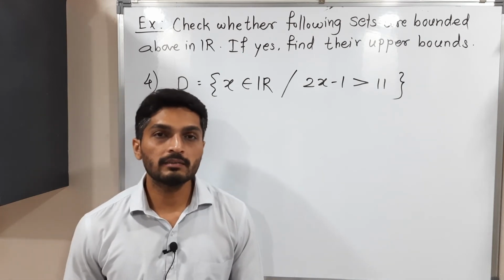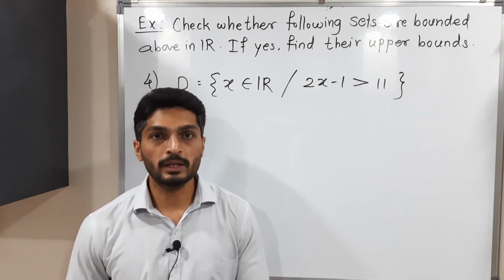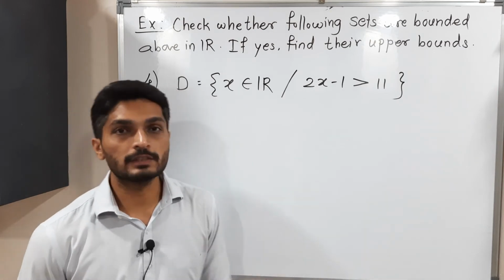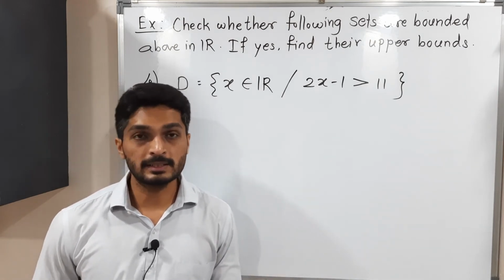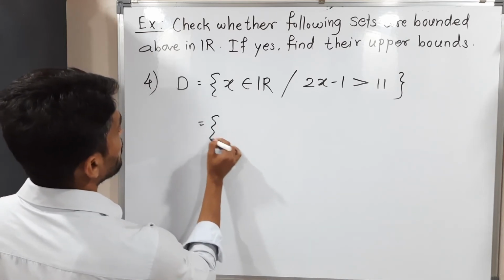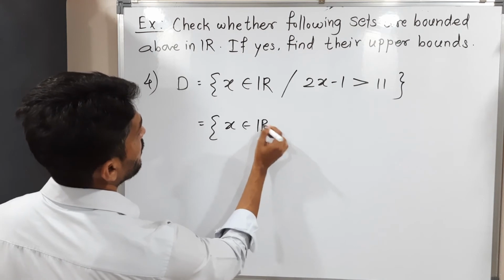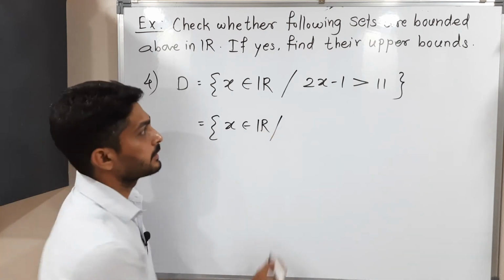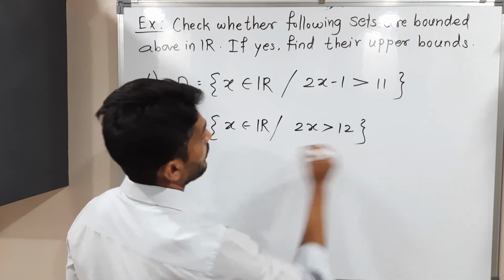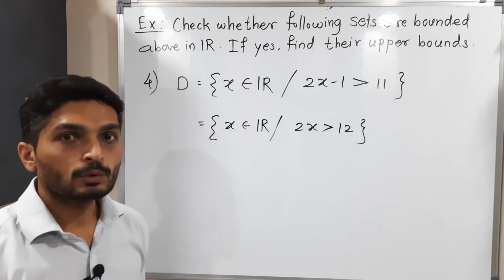Okay, so they have given the set with a condition 2x minus 1 is greater than 11. So we need to solve this condition first, then we can easily decide the given set is bounded above or not. So let us simplify it further. X belongs to R. What will I do? I will shift 1 on that side. So that's why 2x greater than 1 plus 11, that is 12. Then we will divide both sides by 2.